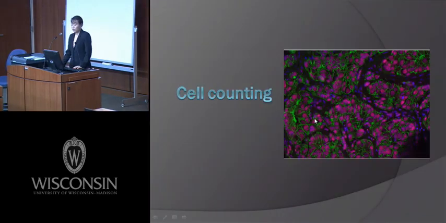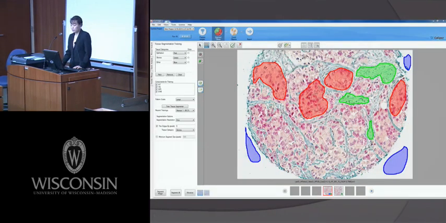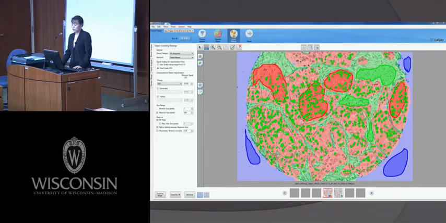So moving on to the next category, cell counting. We did an experiment using a prostate TMA slide stained with AR, ER, and smooth muscle actin, just to see if ER plays a role in cancer development. So pretty much it's the same. You train the software to recognize where the epithelium is and where the stroma is, and then you can do cell counting. You have to set up a threshold, which is an operator-defined threshold.